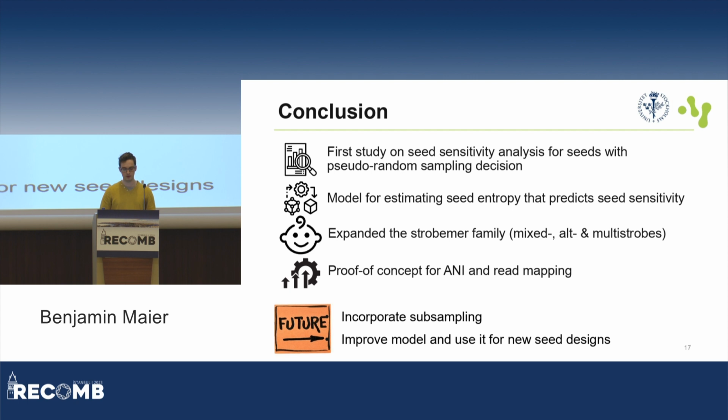Finally, we expanded the strobemer family by our 3 new constructs, mixed strobes, alt-strobes, and multistrobes, and provided a first proof of concept that they are feasible for estimating average nucleotide identity and can be used for read mapping. In future, we want to incorporate subsampling into our seed constructs and also into our model, to improve the model and use it to develop even better seed designs.